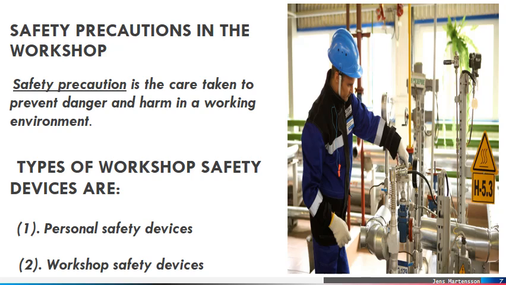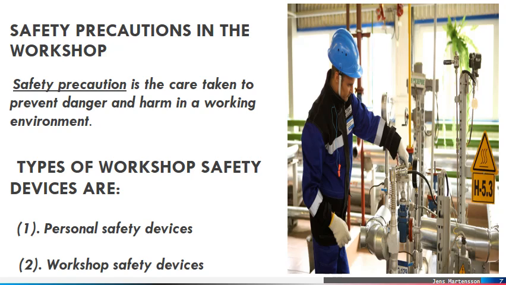Safety precautions in the workshop. When you are working in the workshop, how do you keep safe in the workshop? First, what is safety precaution? Safety precaution is the care taken to prevent danger and harm in a working environment. All the care, all the safety measures you take to prevent danger and harm in a working environment.